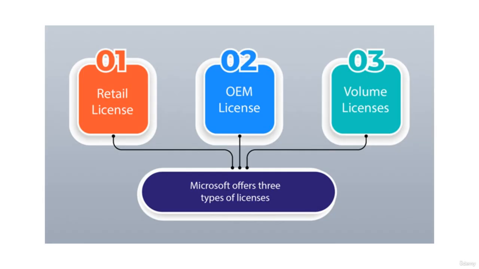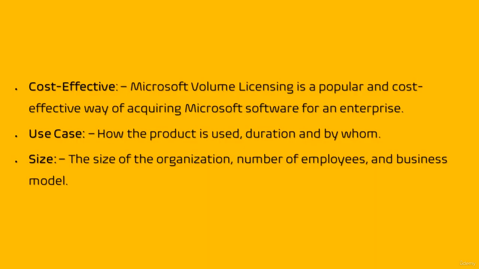Microsoft offers three types of licenses: the retail license, the OEM license, and the volume license. The main difference in a volume license is that it allows businesses to purchase a predefined number of licenses at a reduced cost, compared to retail or OEM licenses. So Microsoft considers three main factors before selling Microsoft volume licensing. The process of selling Microsoft volume licensing products is a complex one. There are three main factors, though, that Microsoft considers when deciding to sell a product, and they go like this.